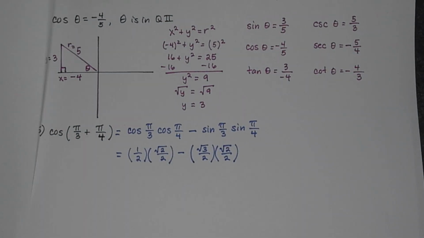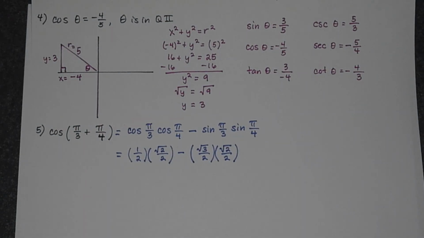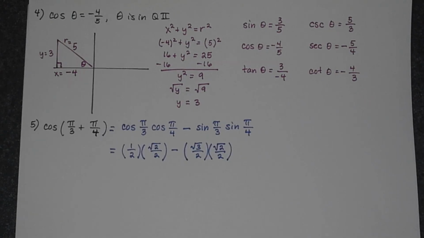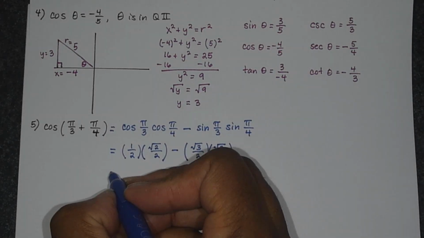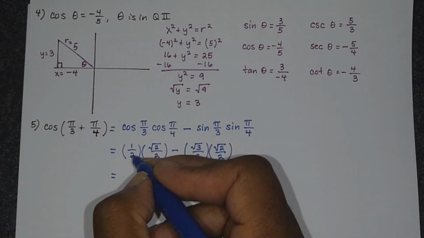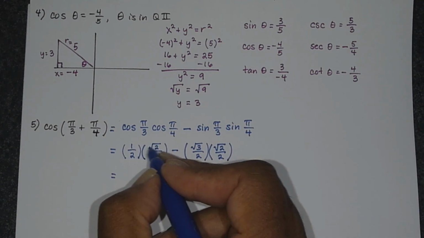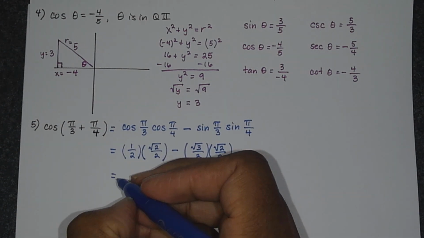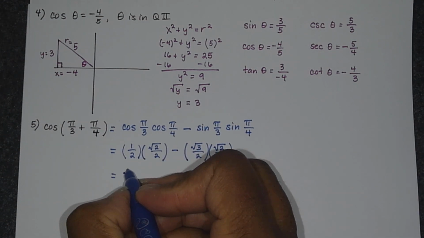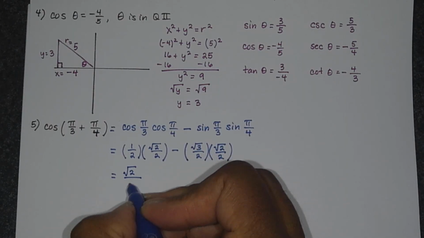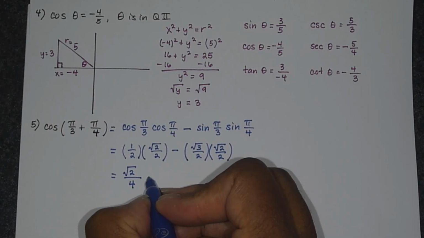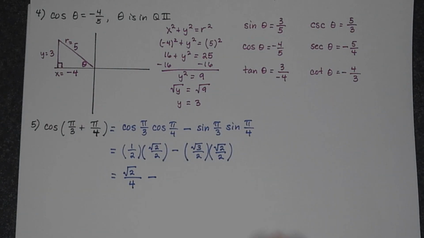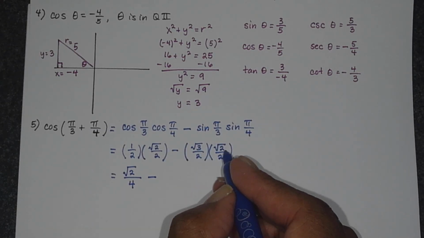Square root of 2 over 2. And then we just simplify this right here. We'll have to do numerator times numerator over denominator times denominator. So 1 times square root of 2 would just be the square root of 2 over 2 times 2, which is 4. And then minus, now the square root of 3 times the square root of 2.